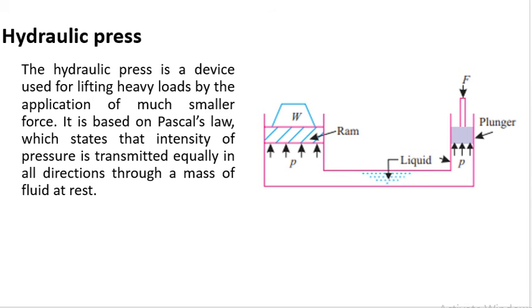One cylinder is this, second cylinder is this. These two cylinders having different diameters are interconnected at the bottom, through a chamber which is filled with some liquid.